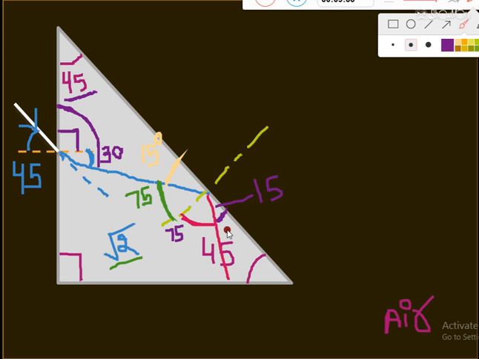Now check this triangle. This is 15. This is 45. So 15 plus 45 is equal to 60 degree. That means this angle will be 120. So children, what we will do here is draw a perpendicular like this one. Let's suppose this is the perpendicular. So this ray is making this angle 120. This complete angle is 120.